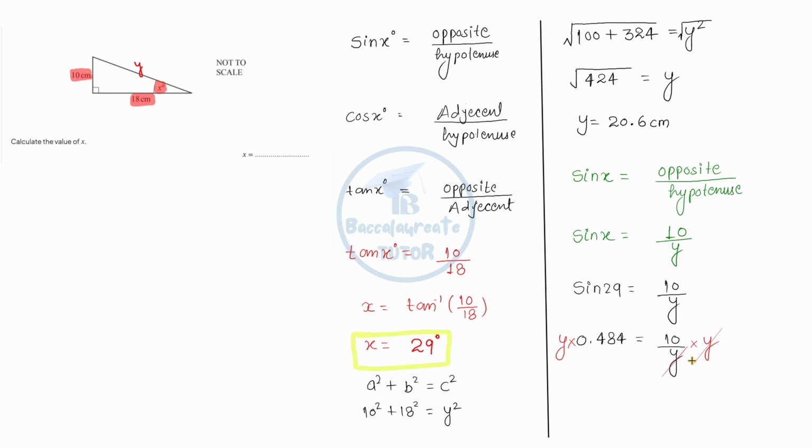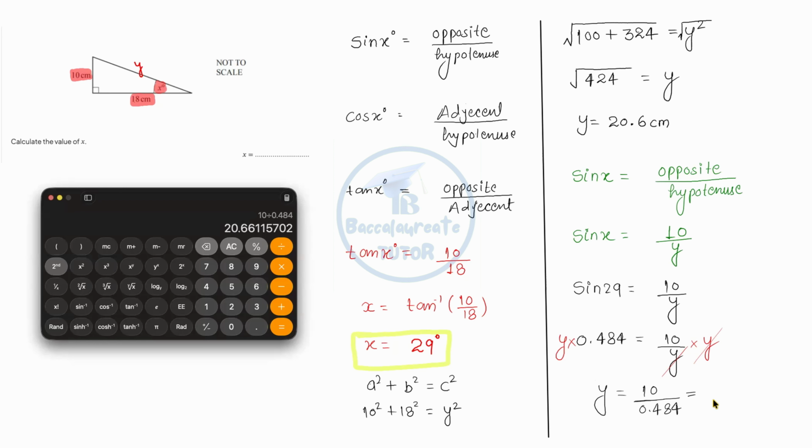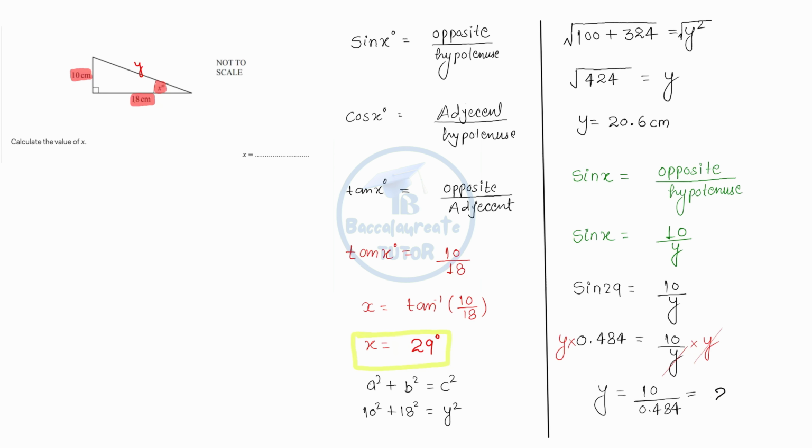0.484 times y equal to 10. So let's divide both sides by 0.484, or 0.484 goes to the right-hand side, where it will divide. 10 divided by 0.484. That is how trigonometry works. So you got 20.60. This is method 1, and this is method 2, which was the Pythagoras theorem, right?